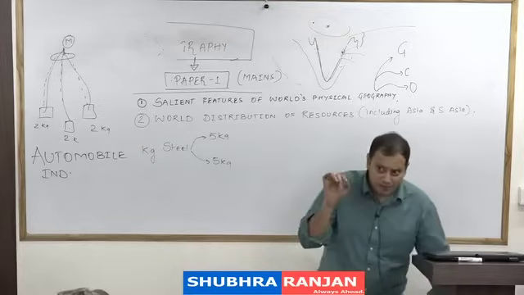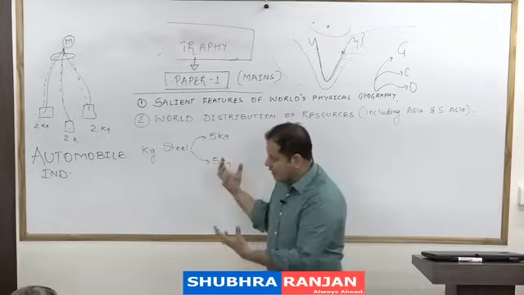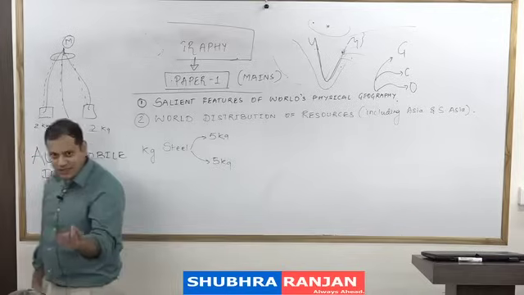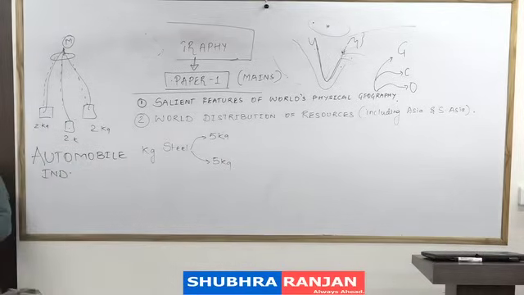You take down some of these pointers for PT also. Automobile industry is a market based industry. Iron and steel industry is a raw material based industry.